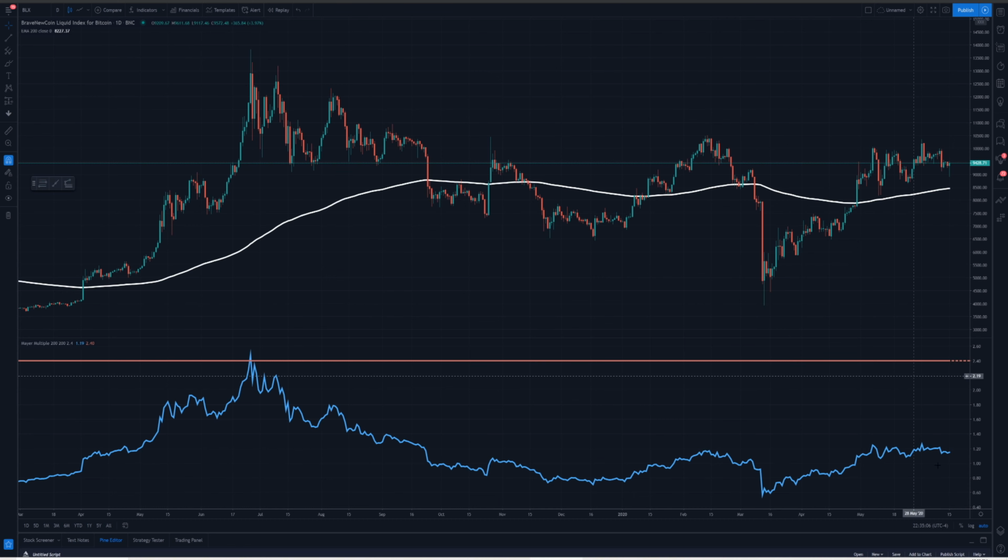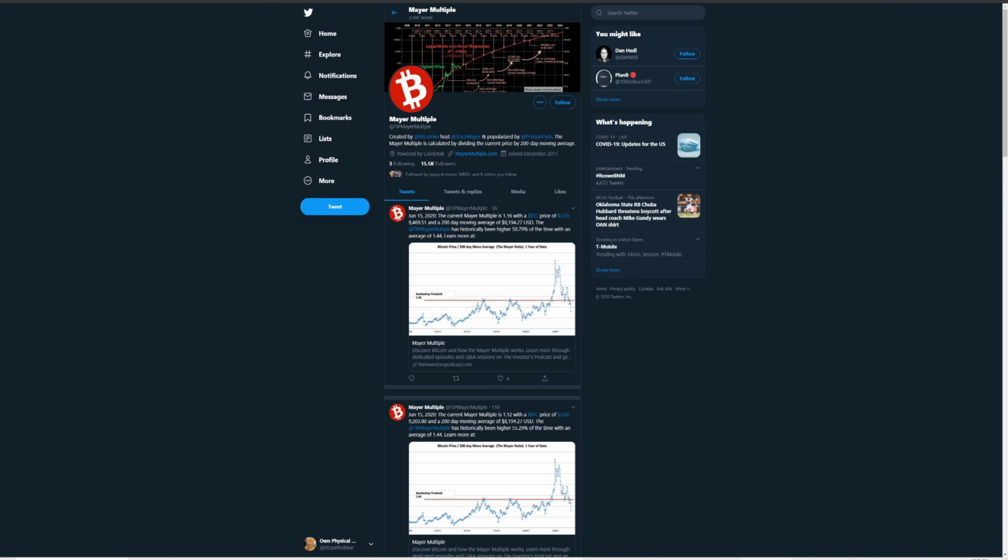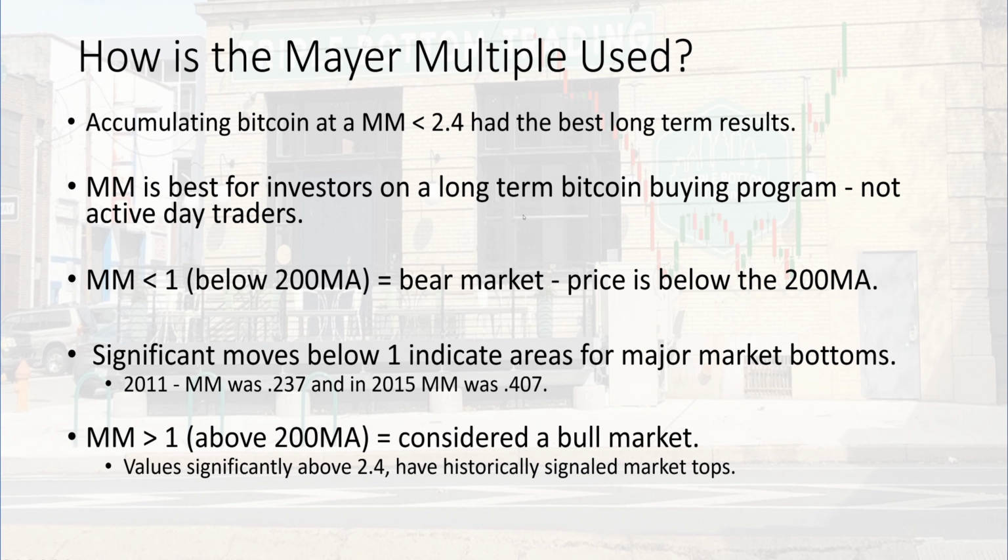Now, according to the Mayer multiple, we are below this 2.4 level, so it should be okay to be buying Bitcoin according to Mayer's rules if you're on a cost averaging plan. All right, so that's your Tradingview chart. Let's go back to our presentation.